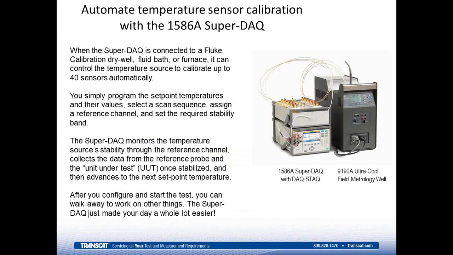Another example of how to calibrate an RTD with a dry block calibrator is to use another instrument to drive the process. With a new Fluke product called the 1586 Super-DAQ, we can use that instrument to control the heat source. Any of the Fluke heat sources, baths, or dry wells can be controlled by the 1586. We can calibrate up to 40 sensors, and we ask the 1586 to take control of the heat source, run it through its paces across the temperatures we specify, and collect and store the data for us, so when we're ready to make coefficients we can do that. This gives you the ability to start a test and walk away from it, hopefully saving you some time to do other things you need to do in the lab.